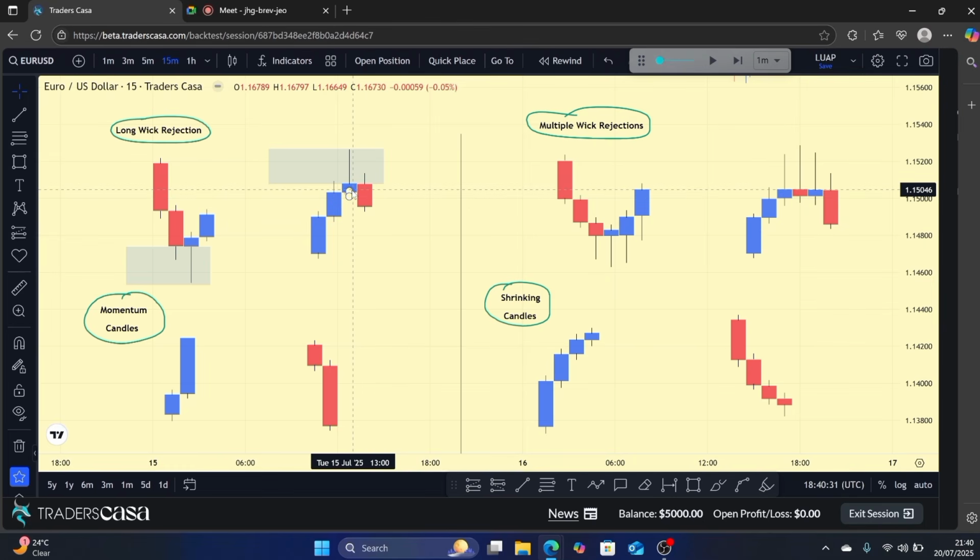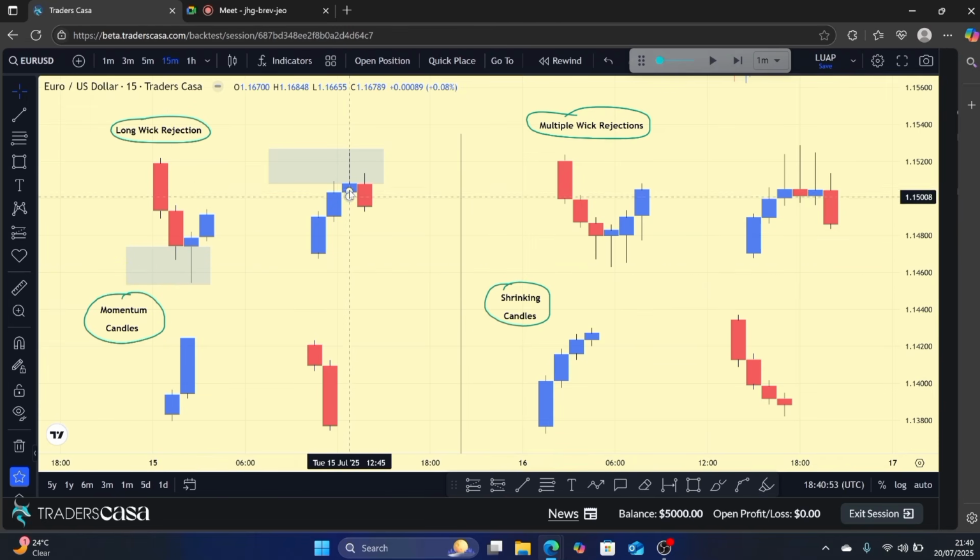The color of this candle does not matter, whether it's bearish or bullish, but the psychology behind it will give you the message, the strength of the momentum. In this case, price closed bullish and it was rejecting the low prices. So this means this momentum was very high.